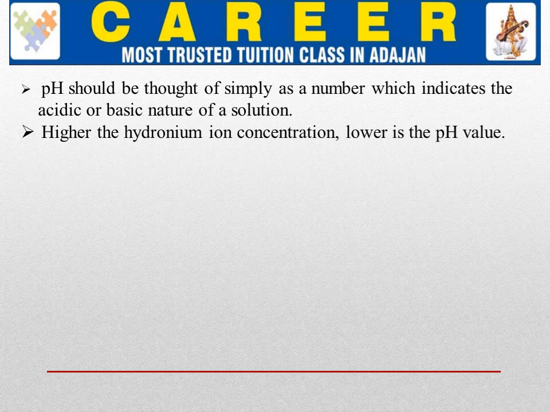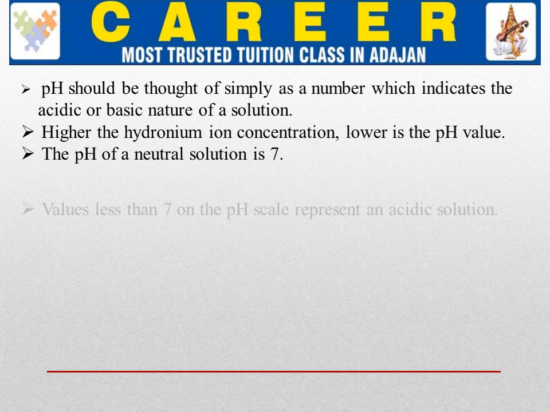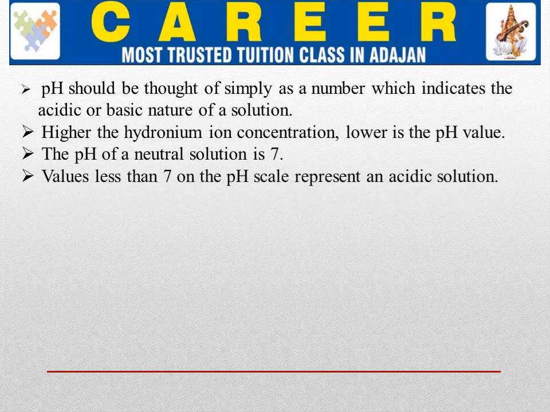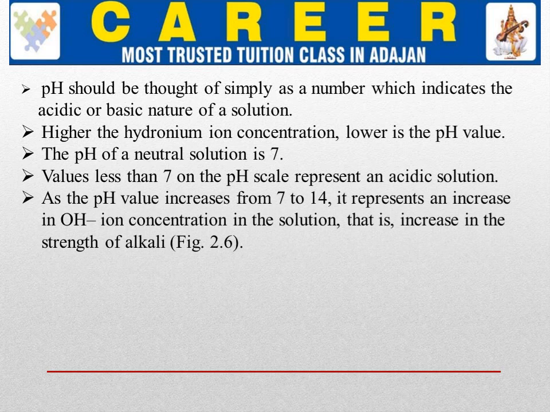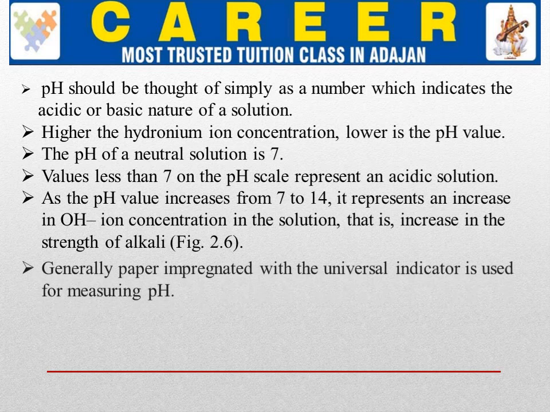Higher the concentration of hydrogen ion, lower the pH. pH कम है तो concentration of hydrogen ion क्या होगा? ज्यादा. और जितने हाइड्रोजन ज्यादा होंगे उतना stronger acid. pH of neutral solution is 7. If value is less than 7, that indicates acidic solution. If value is between 7 to 14, that is an increase in concentration of OH ions, indicating the basic solution.